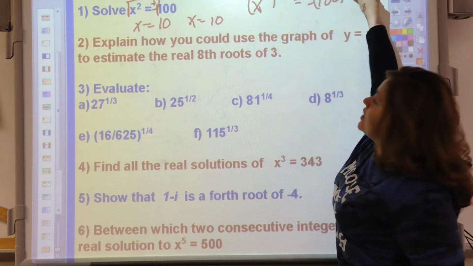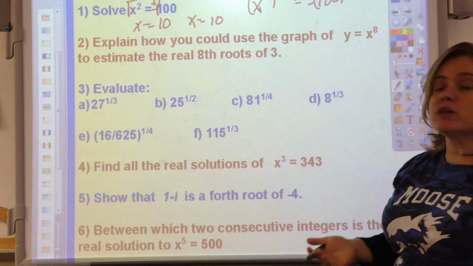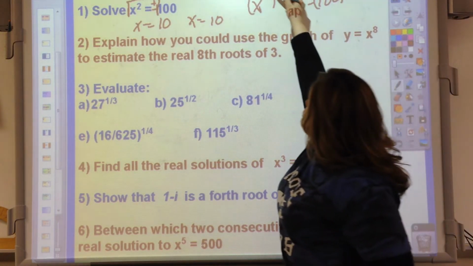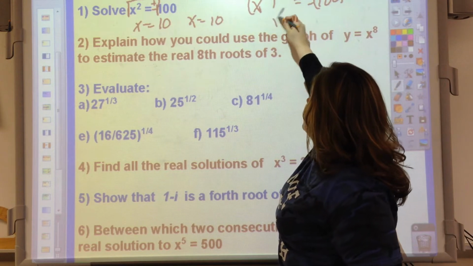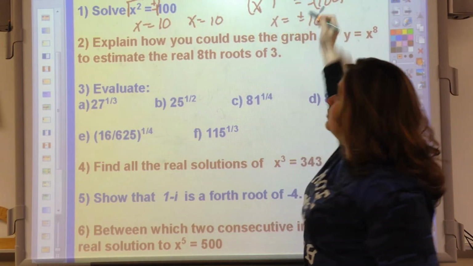If I raise to the 1/2 power, that's the inverse operation of a square root. 2 times 1/2 would be 1. Over here I get x, and over here I get my plus or minus 10.